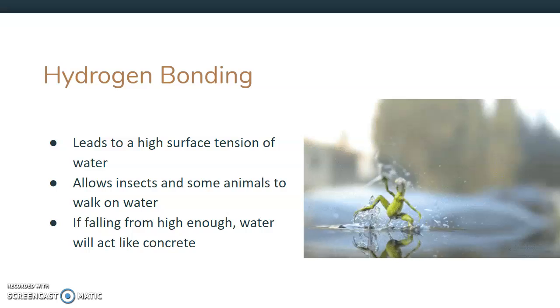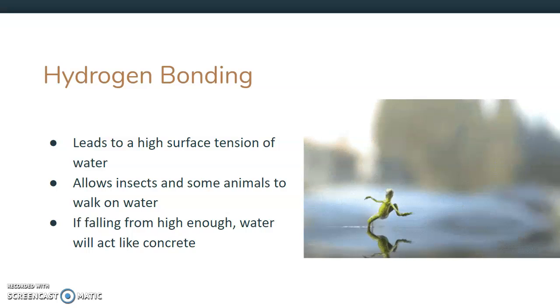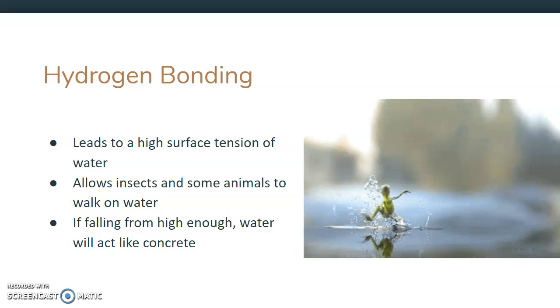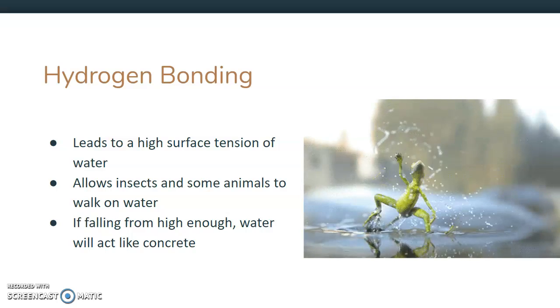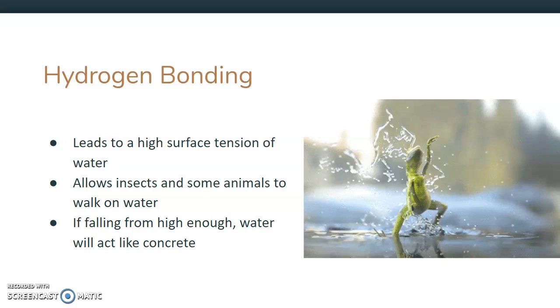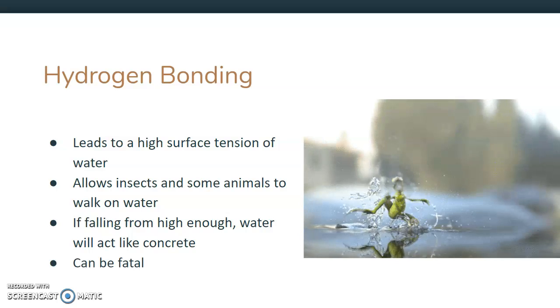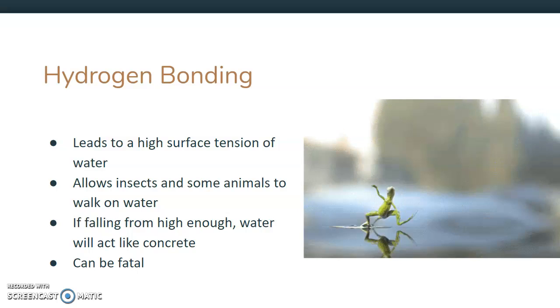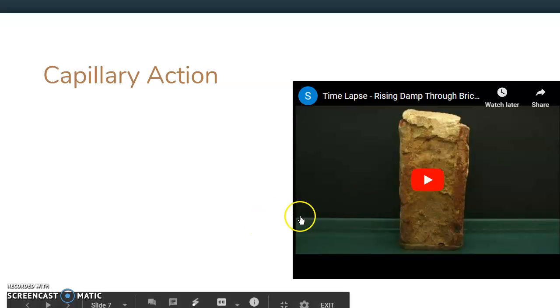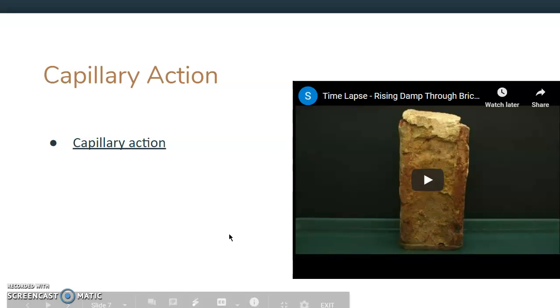Also, this high surface tension has an interesting consequence: if we're falling from a high enough point and hit water, it will act as if we were hitting concrete. It creates a very tough barrier to break, and if we are falling, it could be fatal. So, some interesting facts. Now, combining our cohesion and adhesion, we can create capillary action.